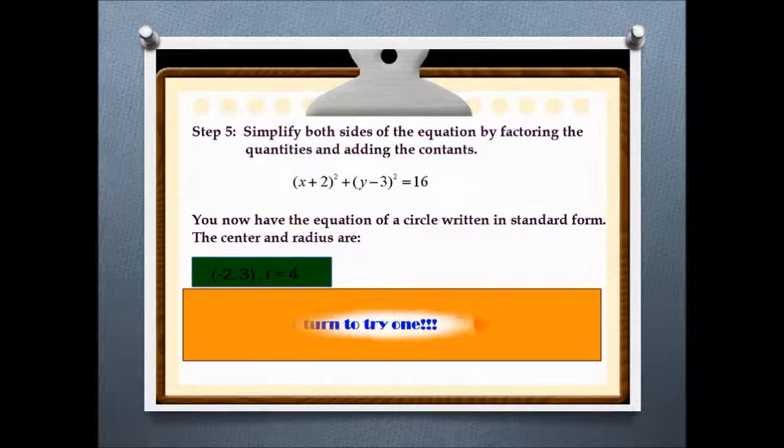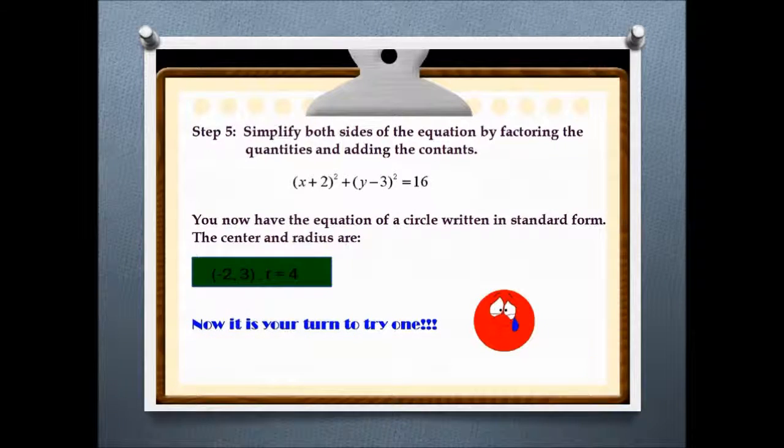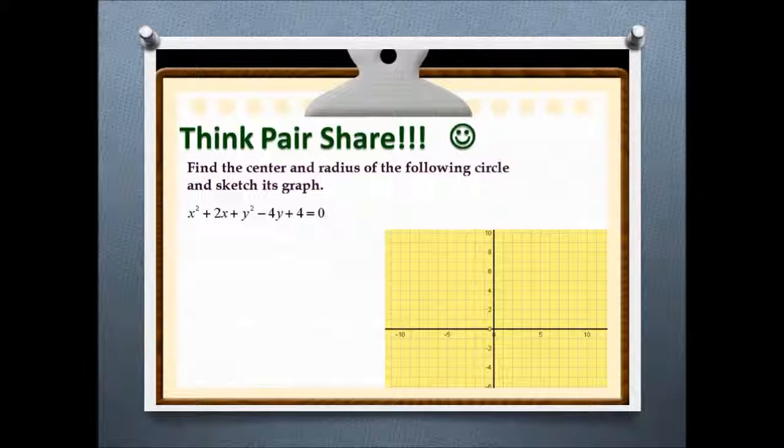Now it's your turn to try one. Now think, pair, and share. Find the center and the radius of the circle with the equation x² + 2x + y² − 4y + 4 = 0, and then sketch its graph.